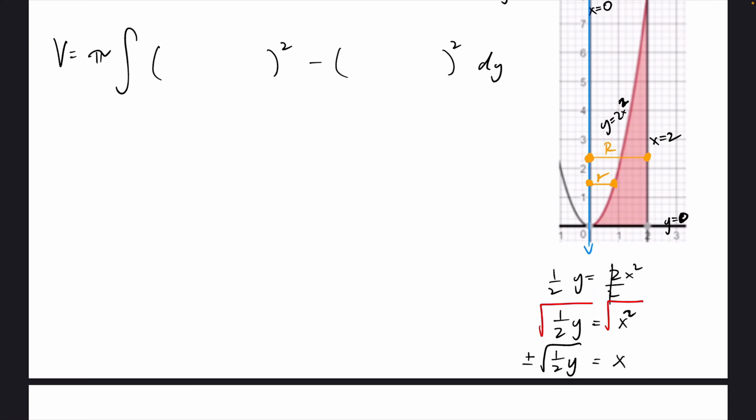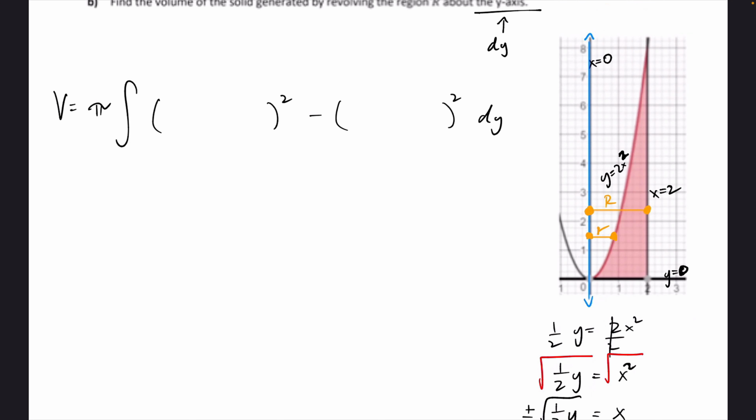Where should you get x equals 0? Right here. The blue line is x equals 0. Another name for the y-axis is x equals 0. Another name for the x-axis is y equals 0.